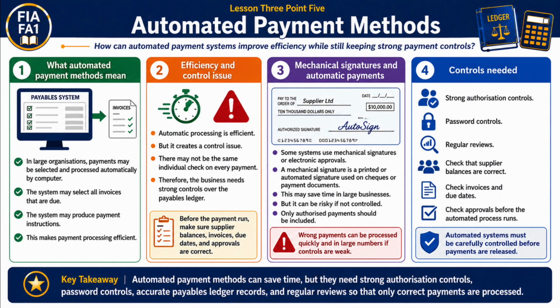Automated payment methods. In large organizations, payments may be selected and processed automatically by computer. For example, the system may select all invoices that are due and produce payment instructions. This is efficient, but it creates a control issue. If the computer processes many payments automatically, there may not be the same individual check on every payment. So the business needs strong controls over the payables ledger.